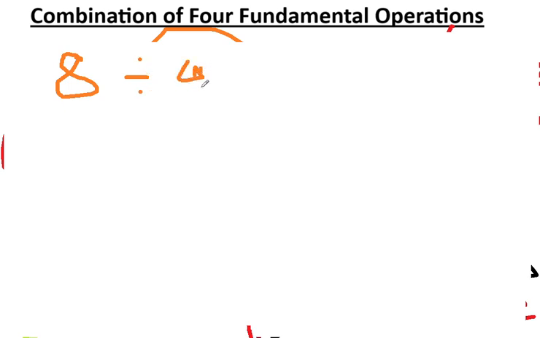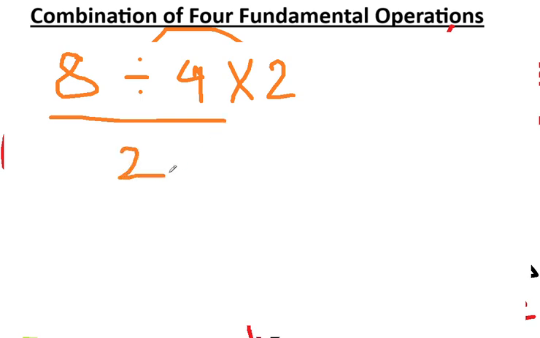8 divided by 4 times 2. What happens in this case? Following the rule of PEMDAS, division comes first as we are moving from the right side to the left side. So this would be a 2 and this would be a 2 as well. So that would give me a 4.